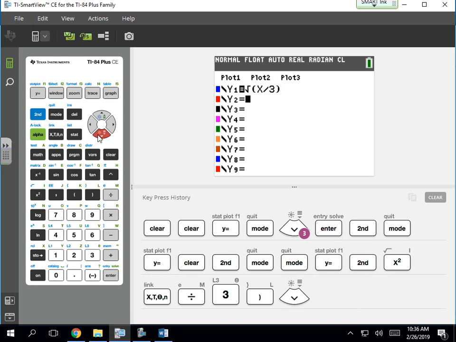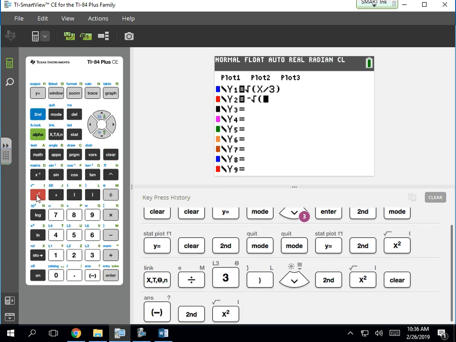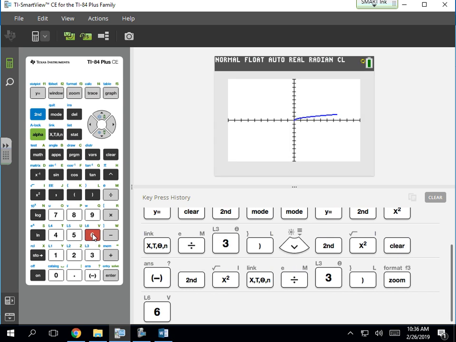And then the other one would be second square root, oops, I need the negative version of it. So negative sign, and then second square root of x over 3. And then if you hit zoom and then Z standard number 6, it'll graph. I did it pretty quickly, but there's your sideways parabola. And that's how you would go about graphing circles, sideways parabolas, ellipses, and hyperbolas, is by solving the equation for y and getting the positive and the negative version of it, and then graphing them separately.